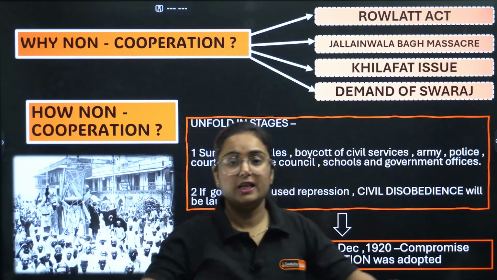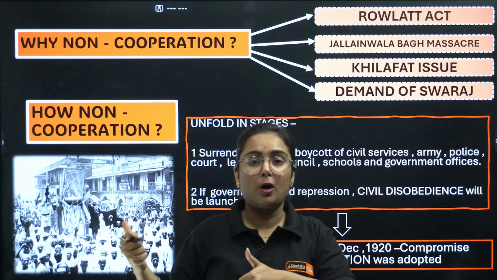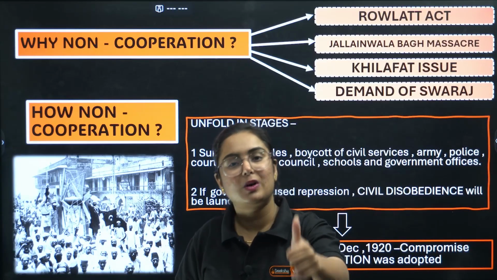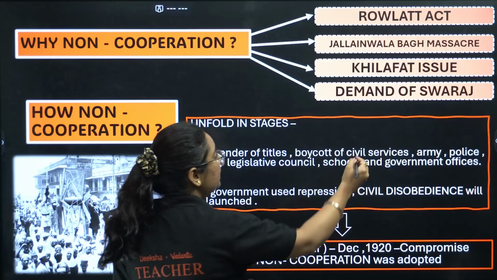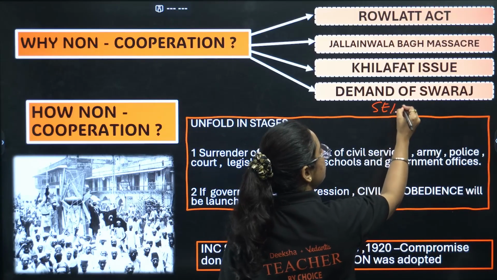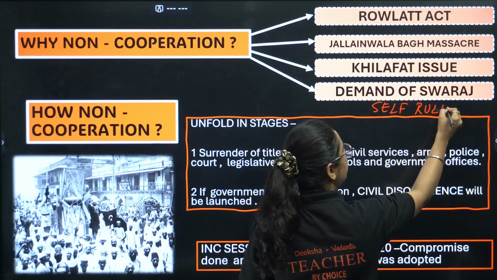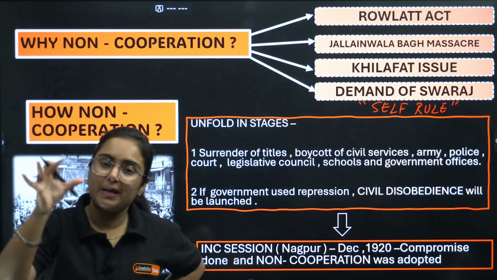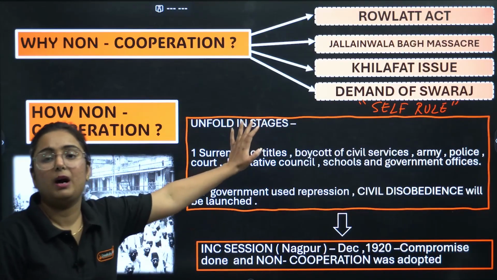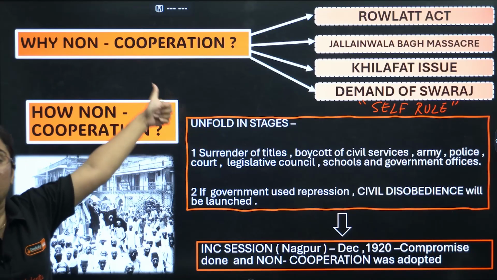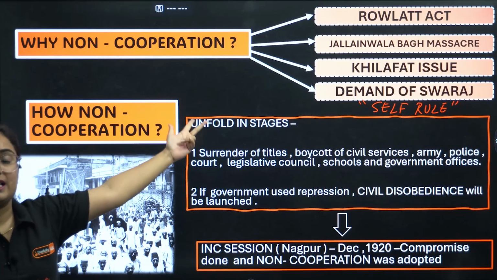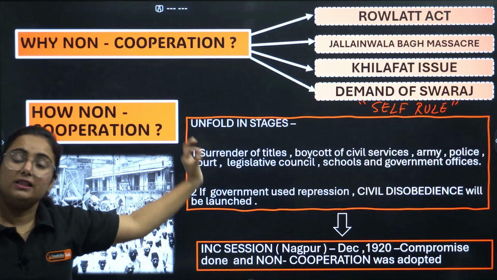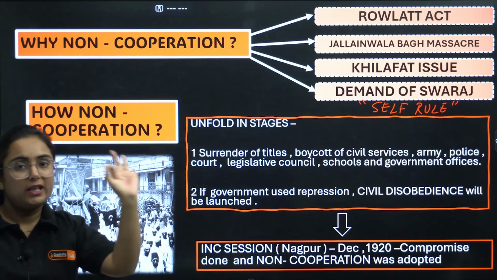All these incidents were put together in the non-cooperation movement and a demand was presented by Indians, that is the demand of Swaraj. Do you know what this word means? It is known as self-rule, that Indians want their own rule in their territory. British rule will not be accepted in Indian territory. This was the demand of this non-cooperation movement. Rowlatt Act, Jallianwala Bagh massacre, Khilafat issue, all these three issues need justice and it will get justice only when Swaraj is provided to India.